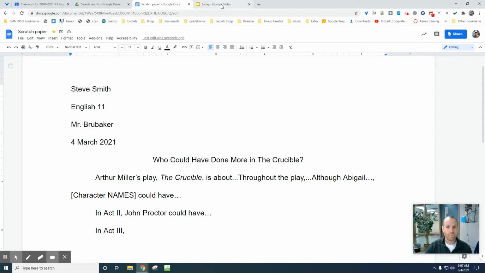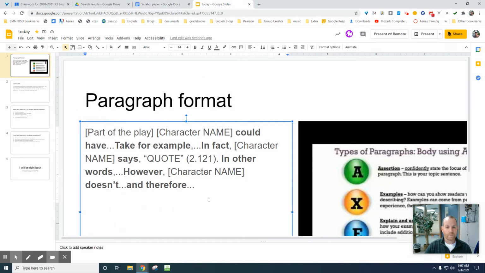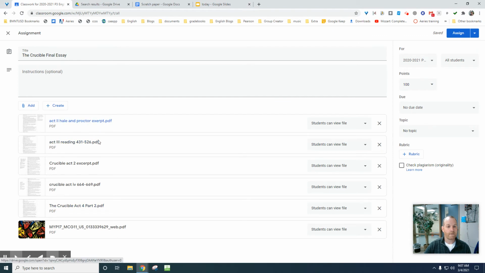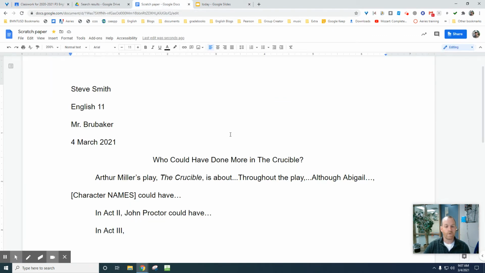So this would probably be a good place to stop the video and work on your body paragraphs. You can rewind, listen to anything I said, but this is the pattern that you're going to use for each body paragraph. So here's a great place to pause and work on your 3 body paragraphs using the text excerpts that we have here on Google Classroom. So go ahead and pause the video.